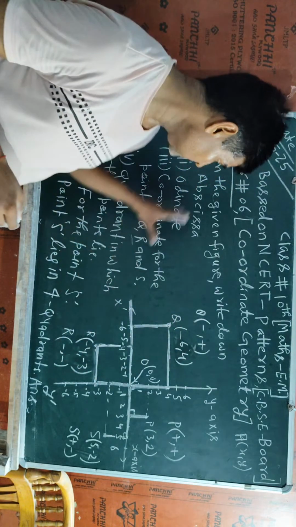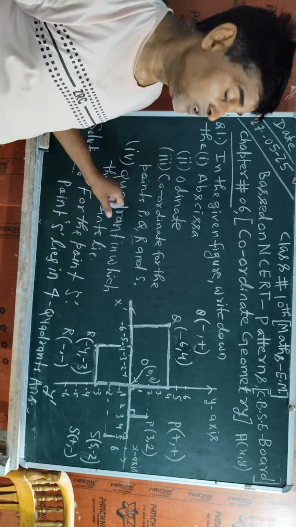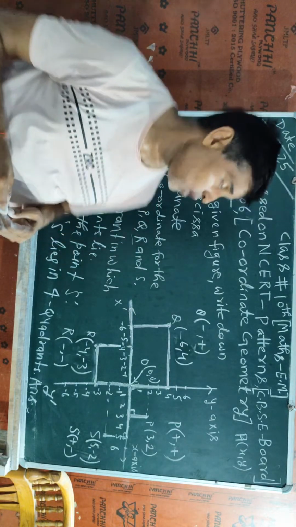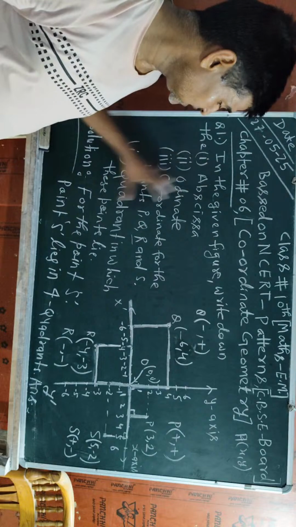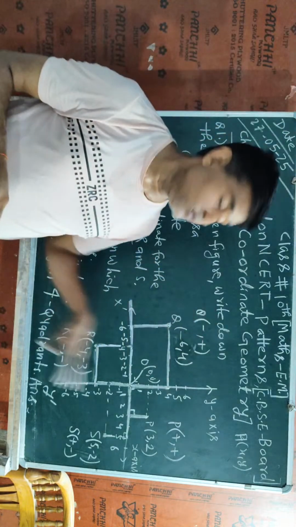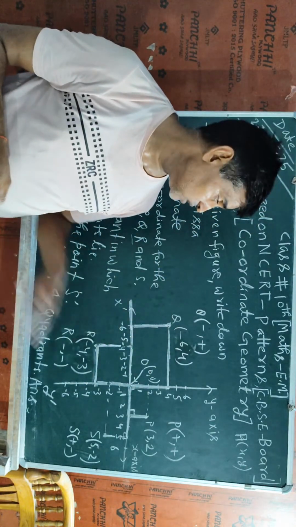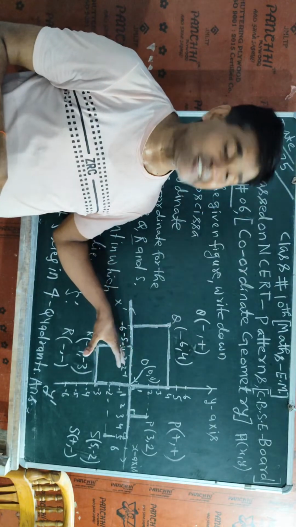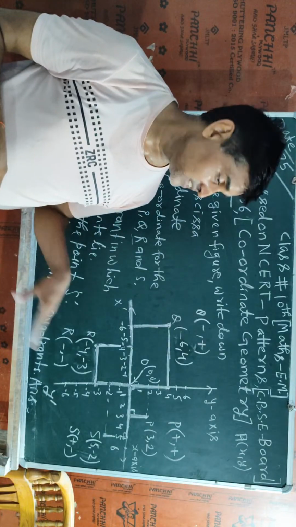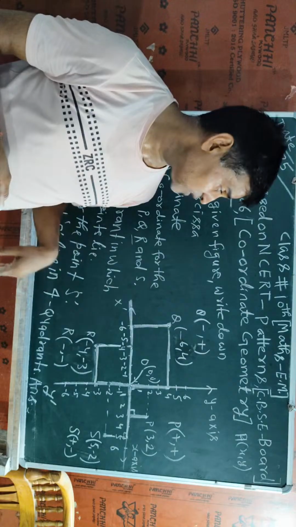I will write all the information which is asked in the question. Vice versa, a question can also be asked. If the information is given in words, then from the words I will write all the information in pictorial form. In pictorial form, we draw the x-axis, which is parallel to the horizontal axis, and the y-axis, which is perpendicular to the horizontal axis.